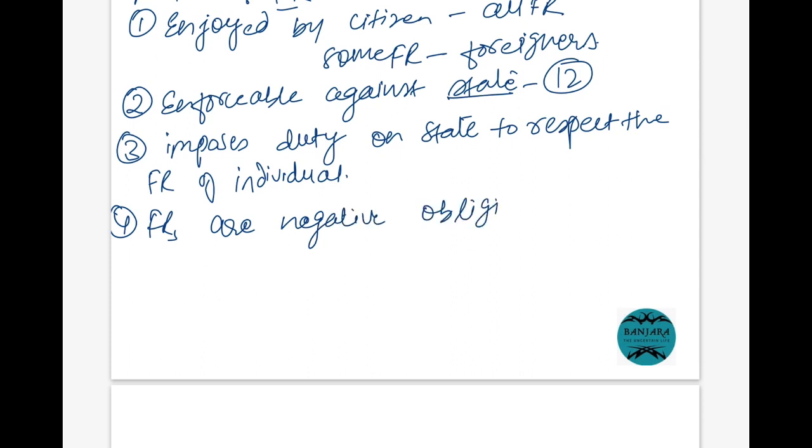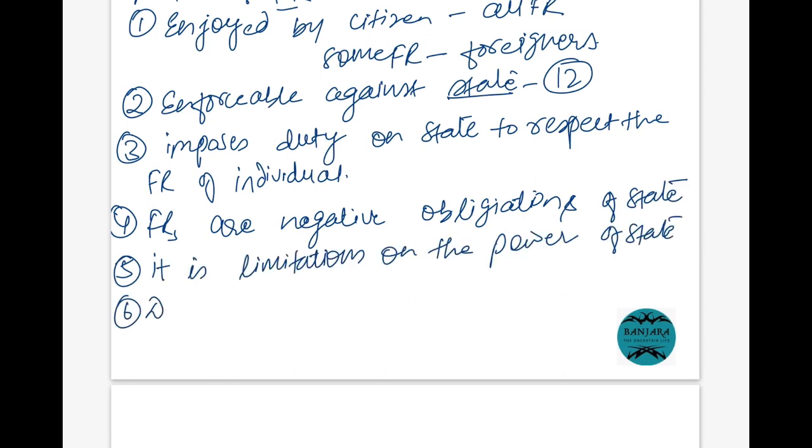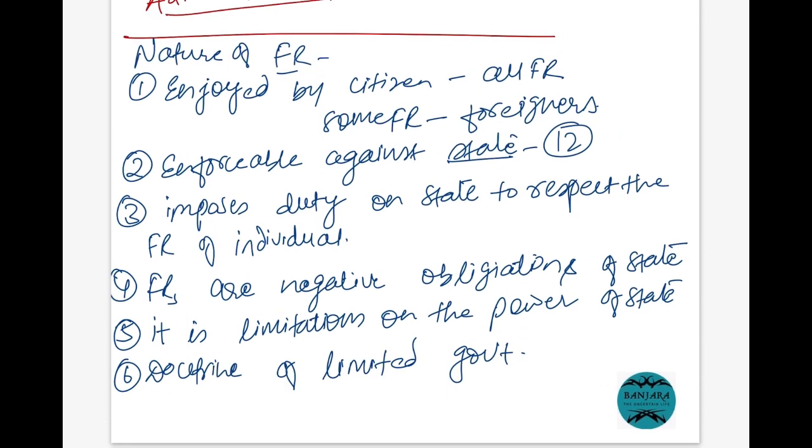ना चाहते हुए भी इनको प्रोटेक्ट करना है fundamental rights. It is a limitation on the powers of the state. It supports the doctrine of limited government. You can write it protects citizens from tyranny of states. Fundamental rights are not absolute.